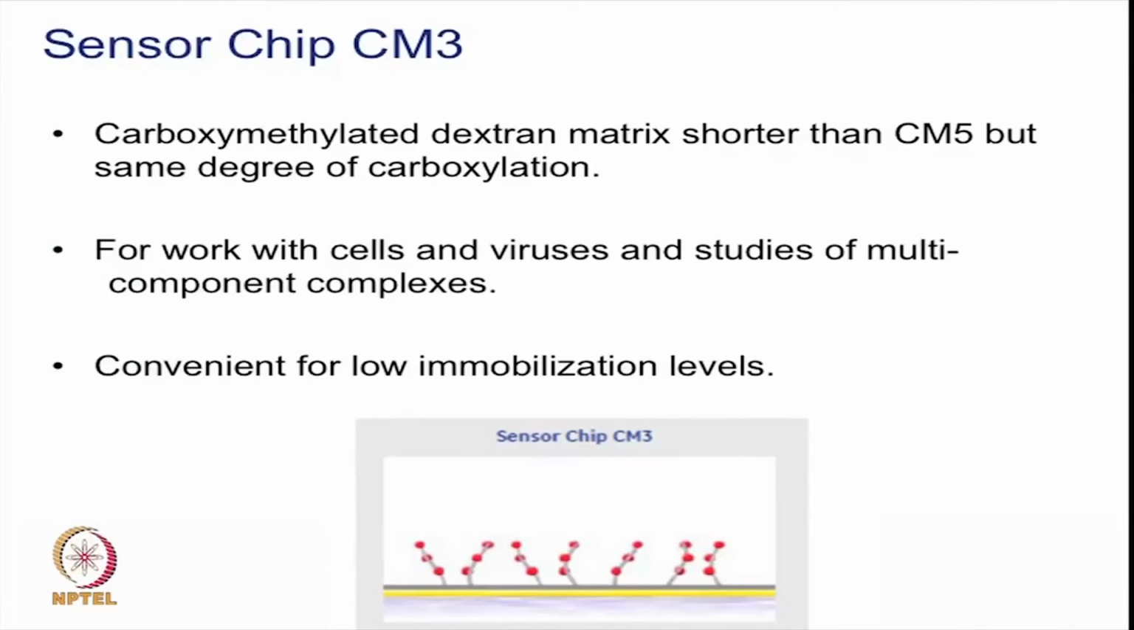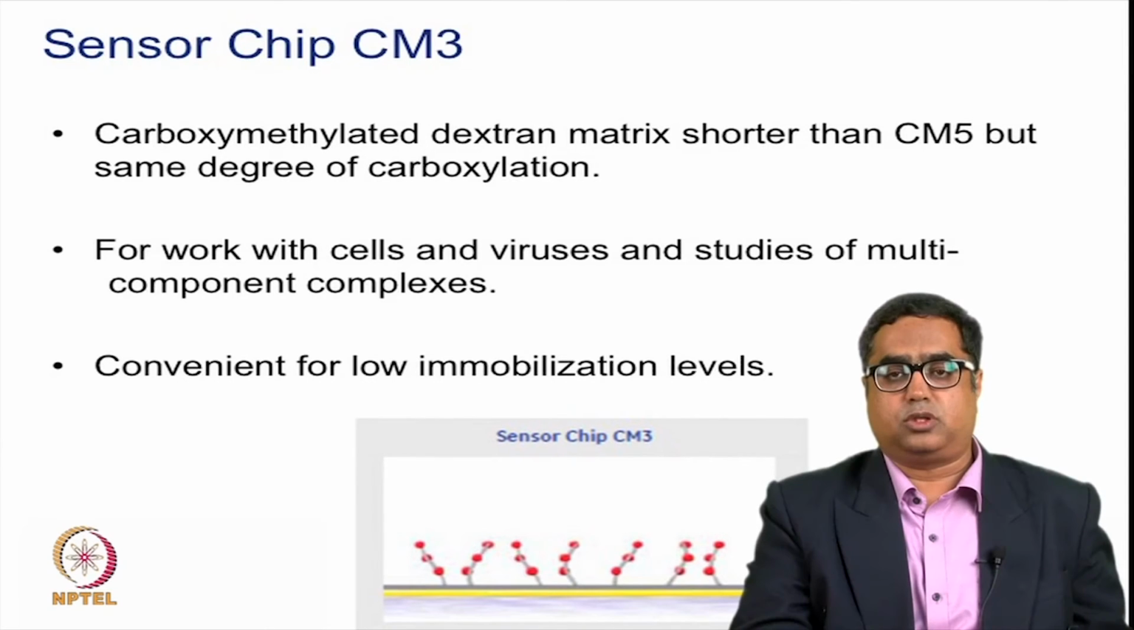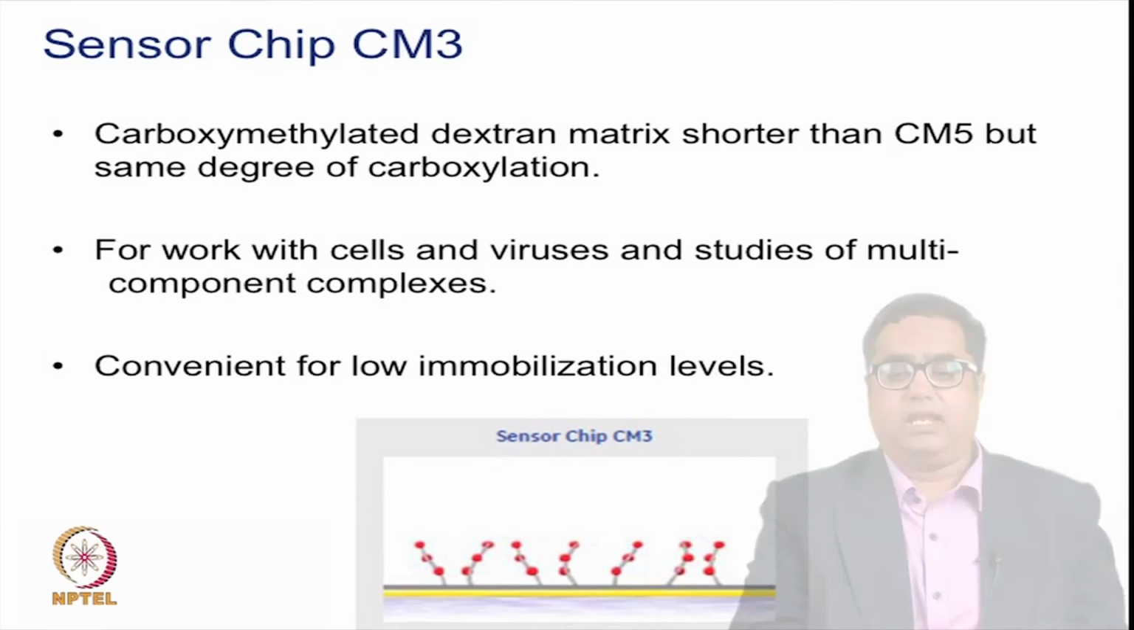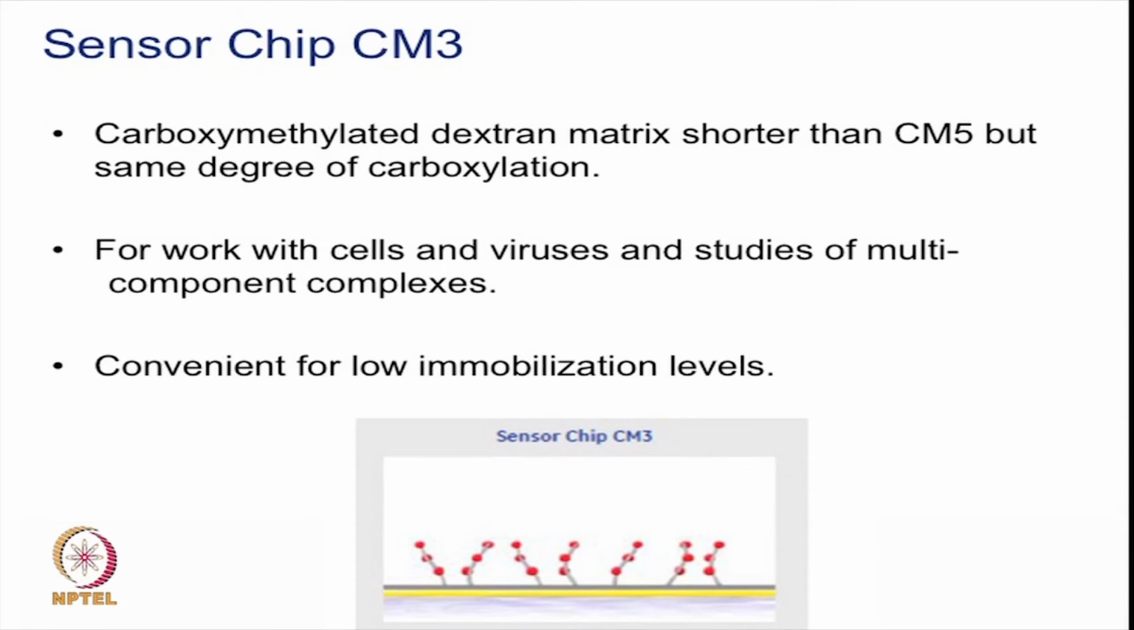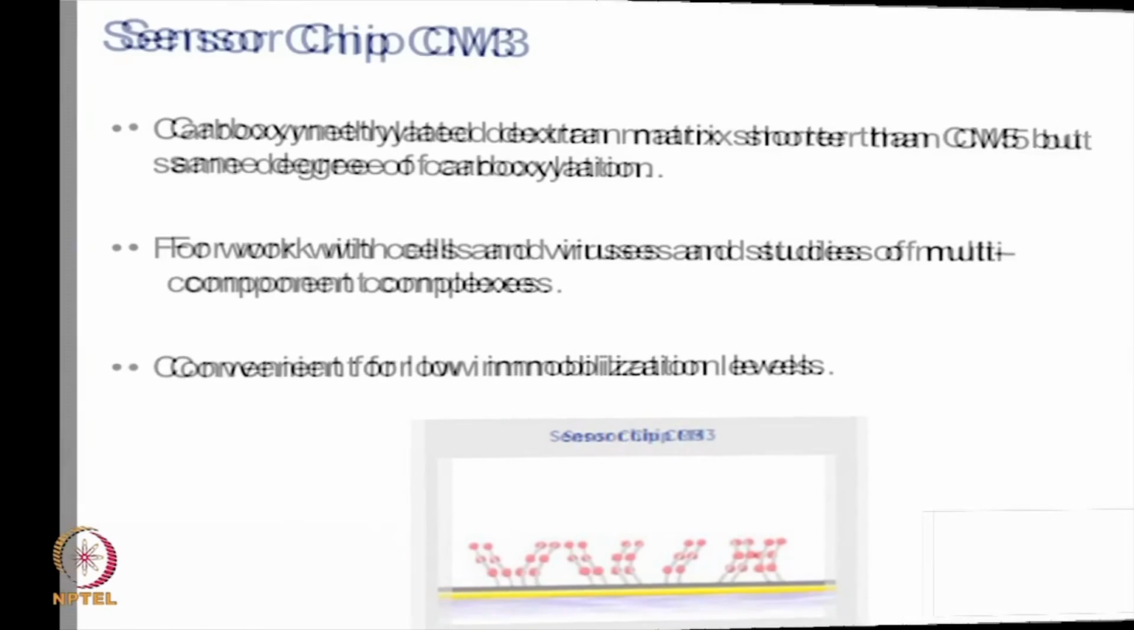Coming to another chip surface, which is called CM3, another way of branching the carboxymethyl groups on the sensor. Here again the matrix is a little shorter than CM4, also convenient for low immobilizations and generally good with cell or virus immobilization or multi-component complexes.